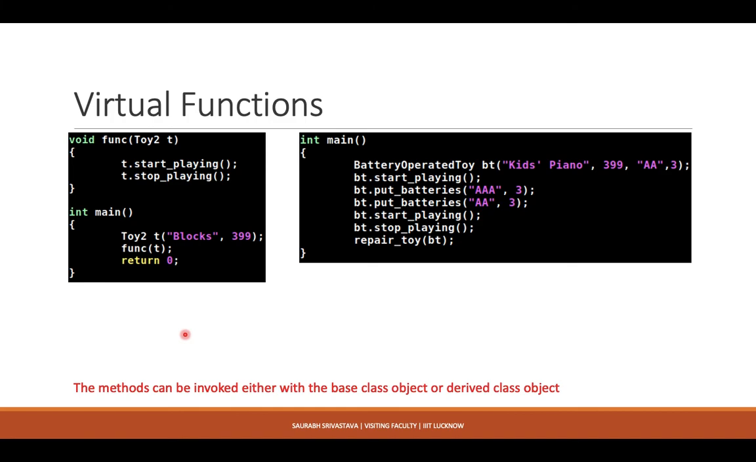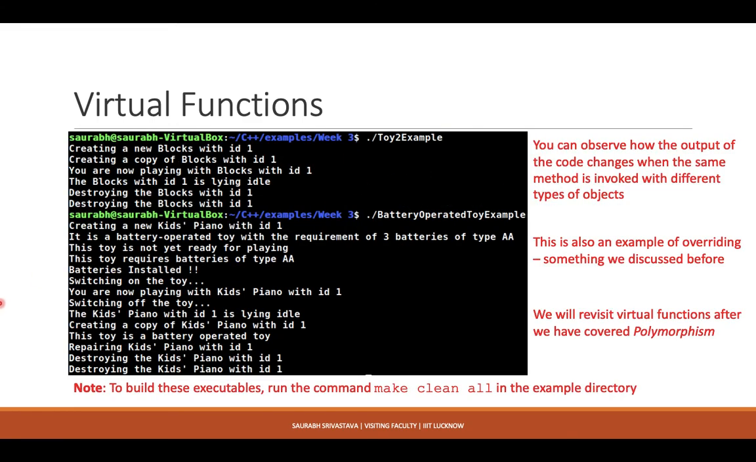When you create an object of type battery operated toy in the main, and you do this start playing, you see that I have not yet put any batteries in this toy, and then if I try to do start playing, this is what happens. Okay, it says this toy is not yet ready for playing. This is coming from the start playing method, and then I tried to put batteries. Finally the batteries were installed.